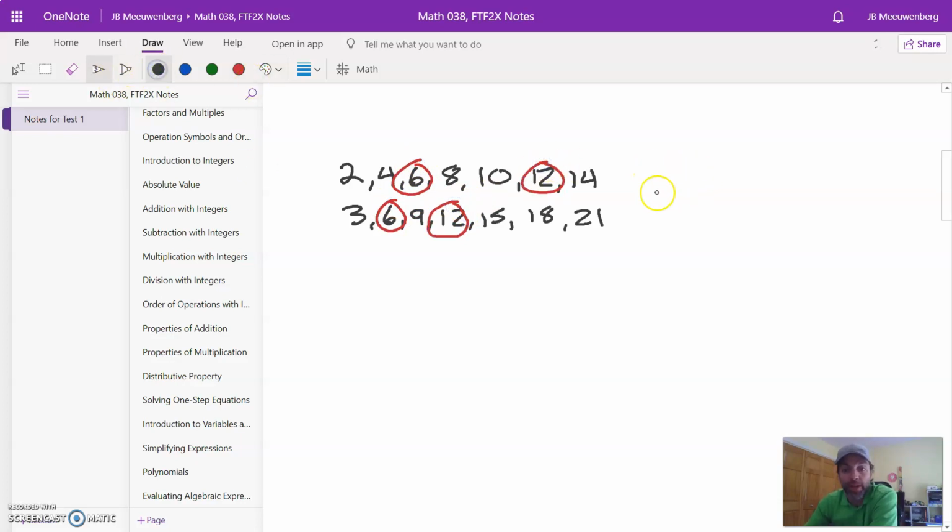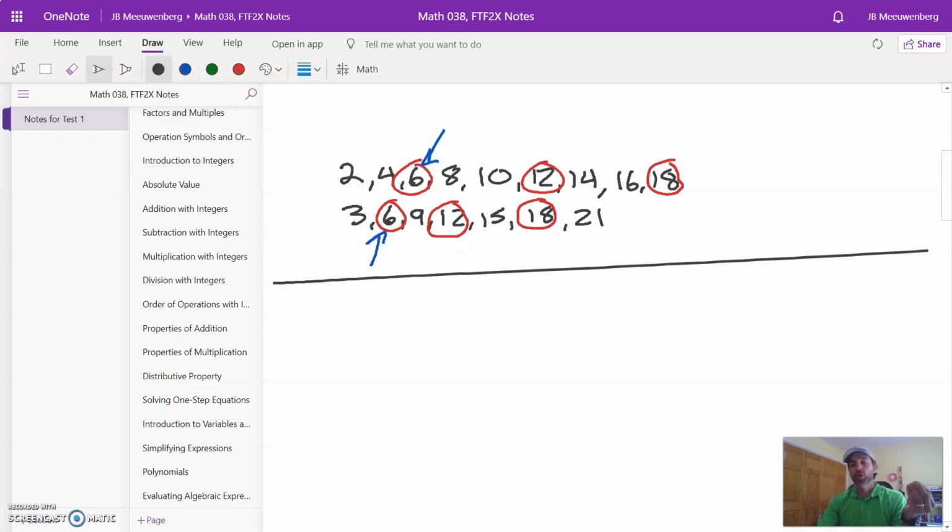If I kept going, this would go up to 16 and 18. And you'll see that they would both have 18s in common. So you keep running into common multiples. For our purposes, what we're looking at here are the smallest ones. The first ones in the list that they both have in common. So this is one way to find least common multiples. Just list them out and look at them.